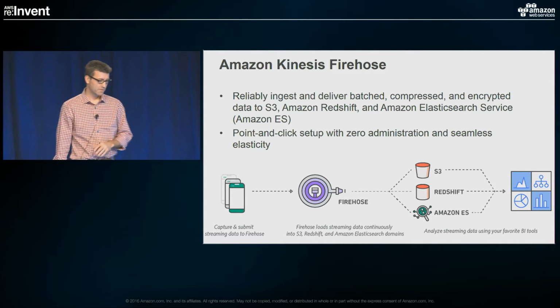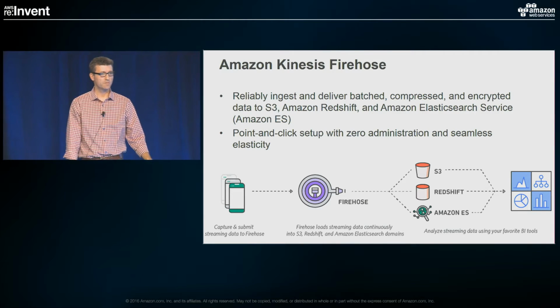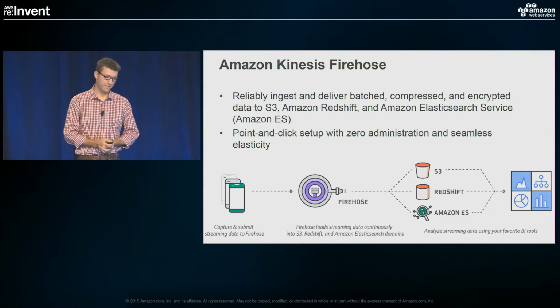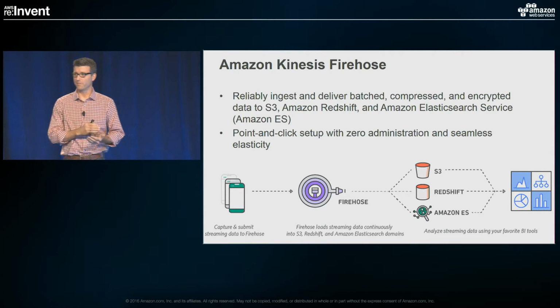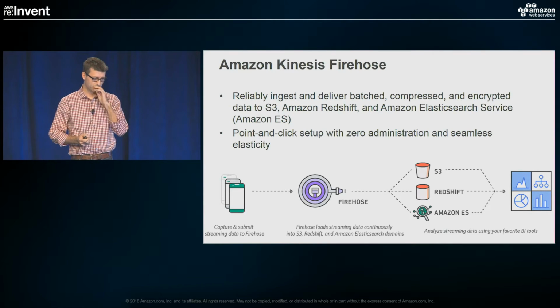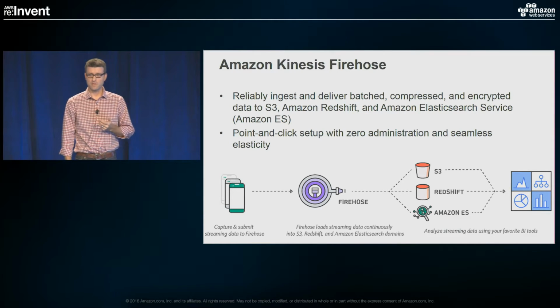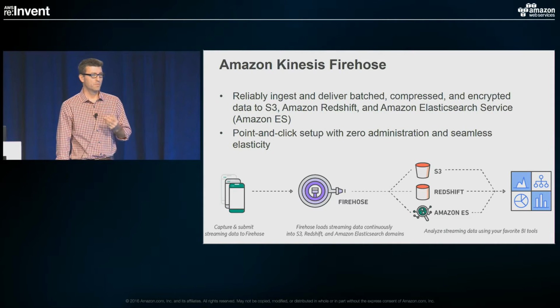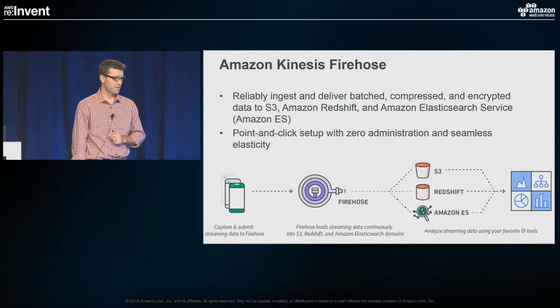Kinesis Firehose has Kinesis streams under the covers, but you don't see that as a customer of Kinesis Firehose. You configure Kinesis Firehose. You also configure your destination, so you configure where you want the data to reside once it is put through the stream. And we have 3 choices for you today: S3, Redshift, or Amazon Elasticsearch Service. Those are the 3 destinations that you can choose to persist your data as it goes through Kinesis Firehose.